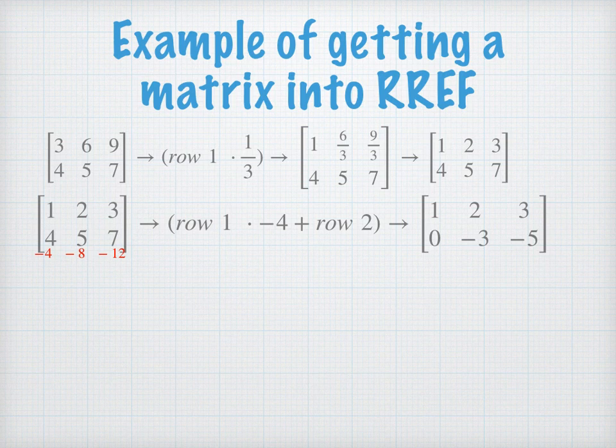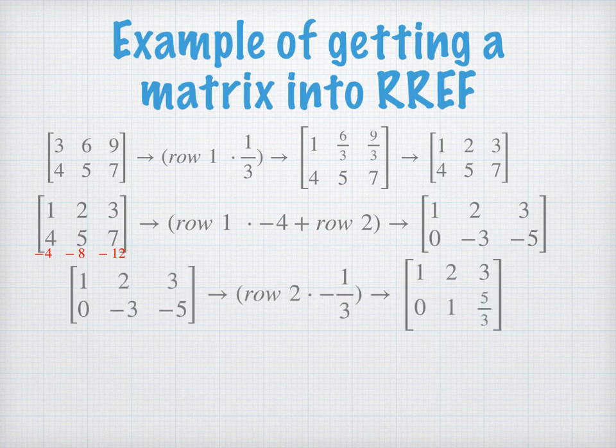How do we make that into a 1? When we make something into a 1, we're always asking, what do I multiply by to make this a 1? Well, the answer is we have to multiply by -1/3. So we're taking our second row, so that's where we're changing something, and we're multiplying that by -1/3. So multiplying my second row by -1/3, I have 0, 1, and then 5/3.